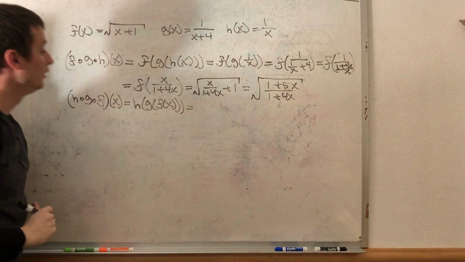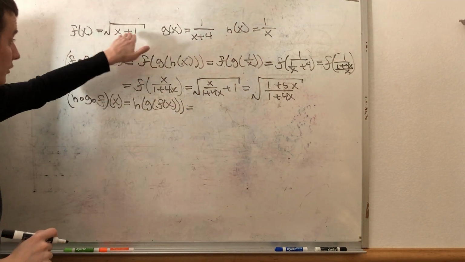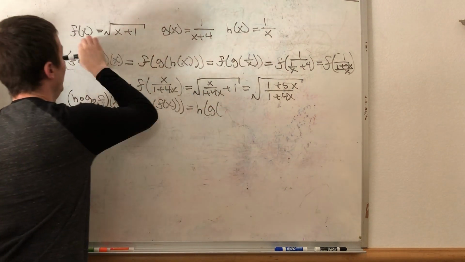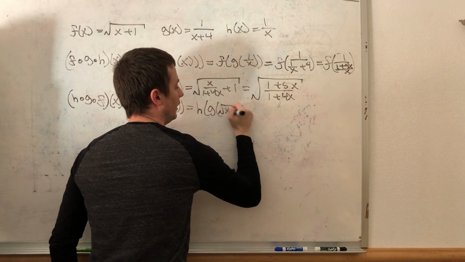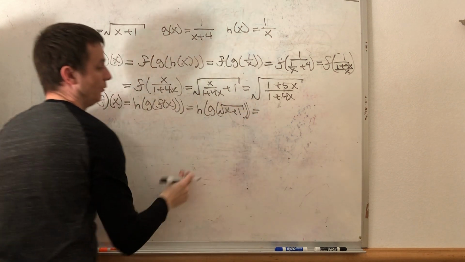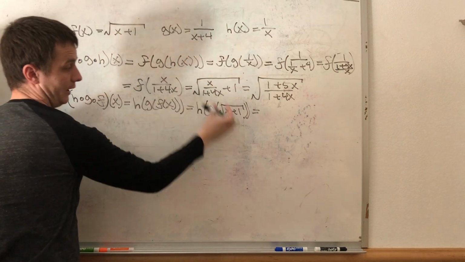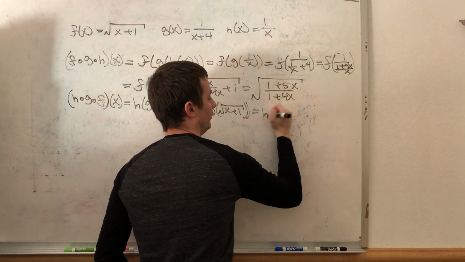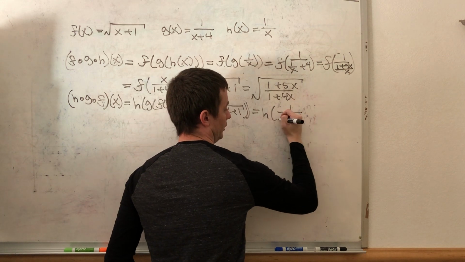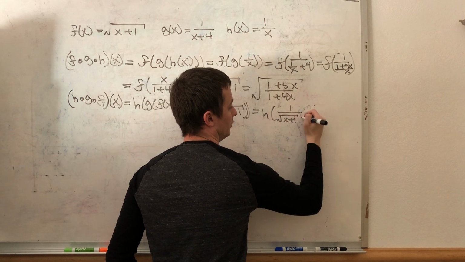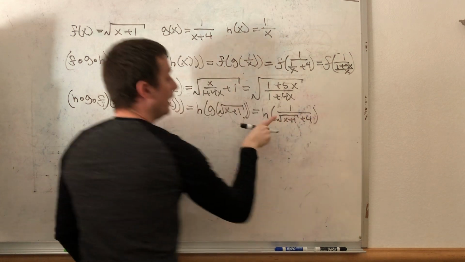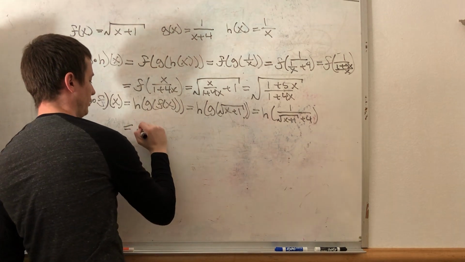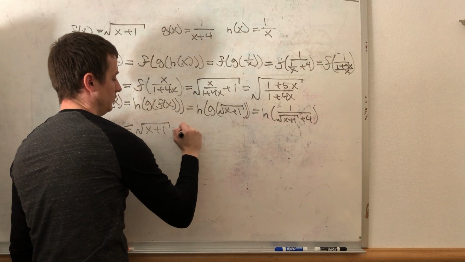Okay. So now we know what f of x is. That's the square root of x plus 1. So this is h of g of the square root of x plus 1. Now when we plug that in for g, we just replace x with the square root of x plus 1. So it's going to be 1 over the square root of x plus 1, all plus 4. So we have h of 1 over the square root of x plus 1, plus 4. And then all h does is flip the reciprocal of whatever you give it. So finally, this whole thing is going to just equal the square root of x plus 1 plus 4.